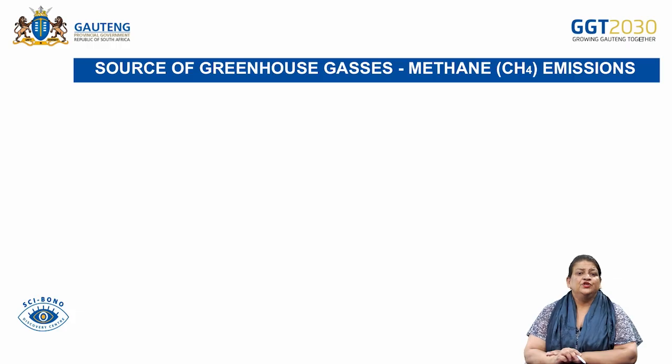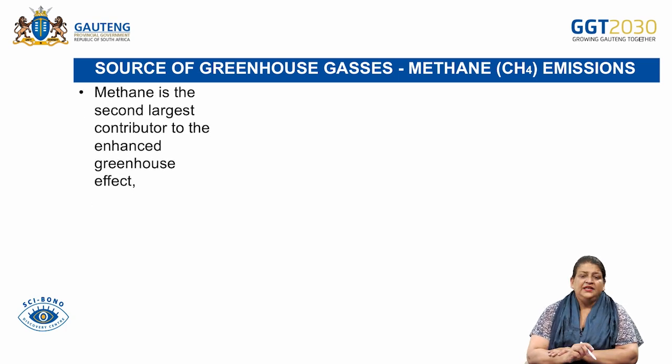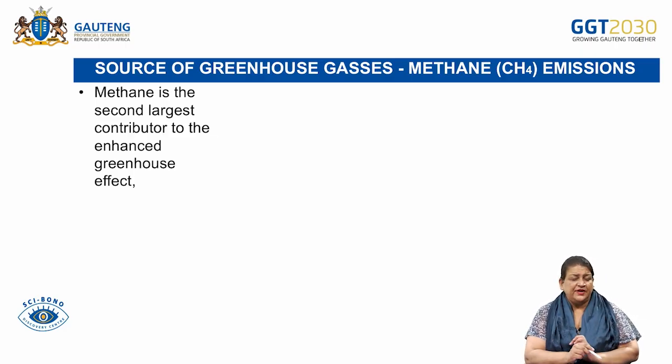Right, now we're going to look at the other main greenhouse gas, which is called methane, and the formula is CH4, right? Now, methane is the second largest contributor of greenhouse gases, and it causes an enhanced greenhouse effect. Greenhouse effect, what does that mean, children? Do you remember? What is a greenhouse? First of all, a greenhouse is where you normally keep plants.